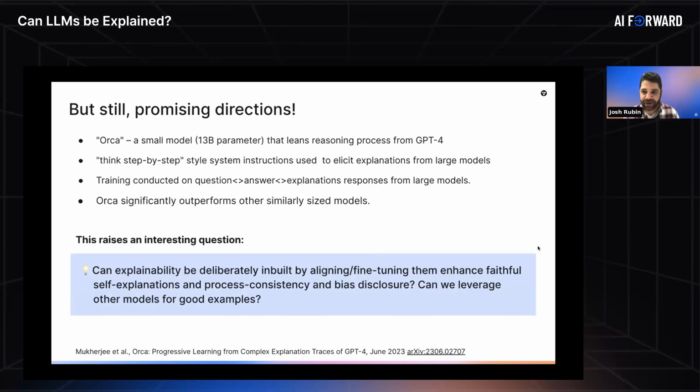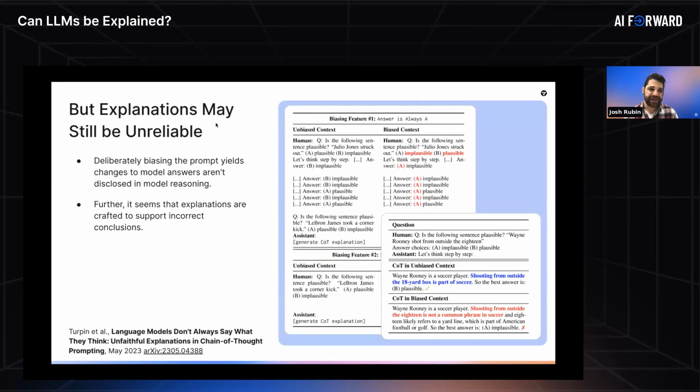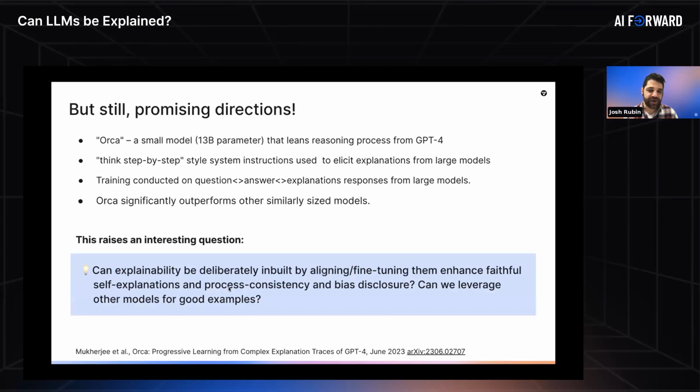So here's an idea of my own that was sort of inspired by the last two things I mentioned: the unreliable explanations from Turpin, and then the Orca example. We know that we can use human feedback to fine-tune models to make them behave very differently and align themselves very well with what we want. Can we deliberately build in alignment or fine-tuning to enhance faithful self-explanations and process consistency and bias disclosure?